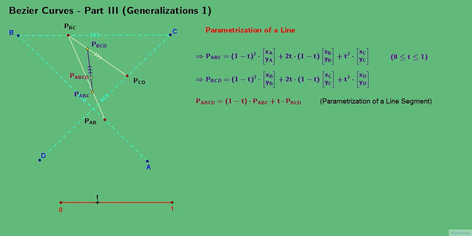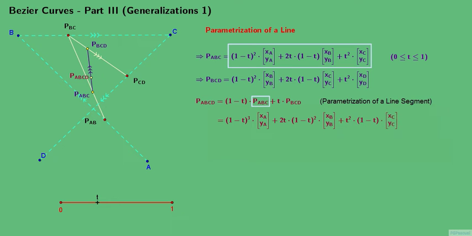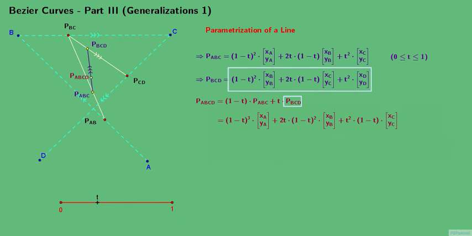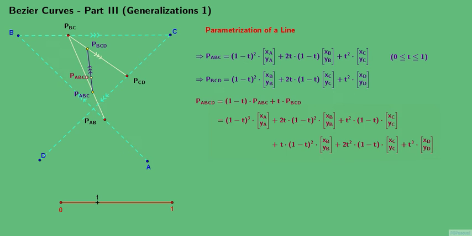We replace P sub ABC by its parameterization to get the first few terms for the parametrization for P sub A, B, C, D. Replace P sub B, C, D by its parametrization and we get the rest of the parametrization for P sub A, B, C, D. Combining the terms according to the different vectors, this is the form that we get for P sub A, B, C, D.